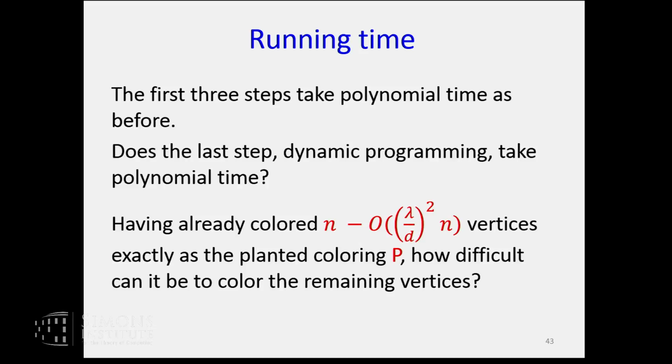So what's the running time of the algorithm? The first 3 steps take polynomial time just as before, and the only question is about the last step, the dynamic programming. Does it take polynomial time or not? We already colored correctly most of the graph, exactly as in the planted coloring, almost all the vertices. So how difficult can it be to color just the remaining set of vertices?